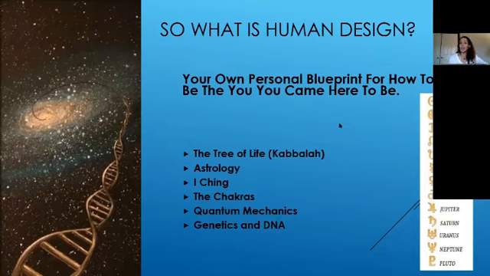It's a mix of astrology. It's a mix of the 64 gates with the hexagrams of the I-Ching. If you look at the way it's drawn out, it kind of looks like the chakra system. It also involves a lot of our human DNA, our genetics, and how we can really change that. As well, if you flip it upside down, it looks a lot like the Tree of Life.